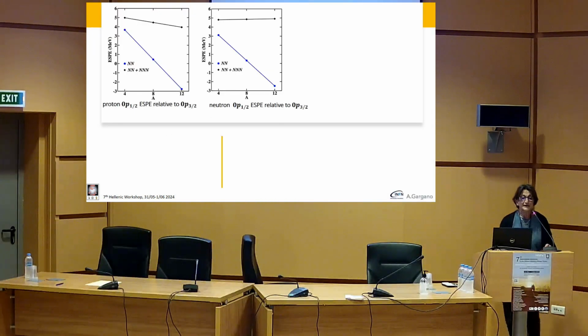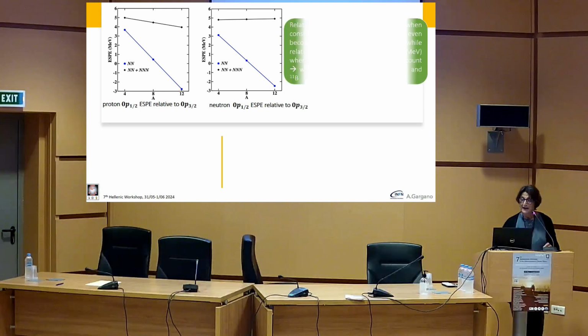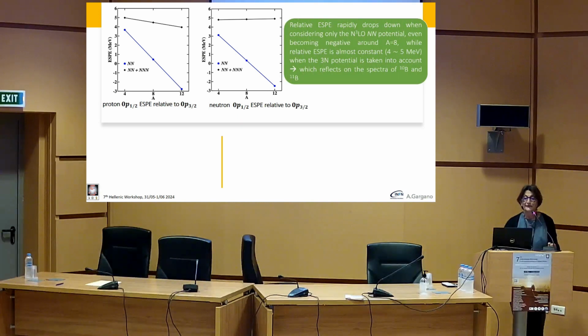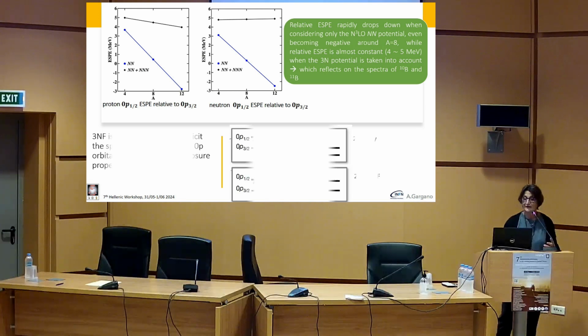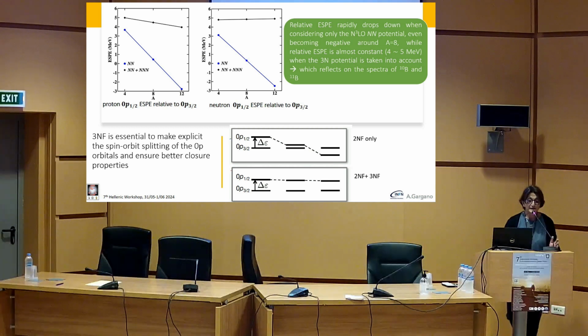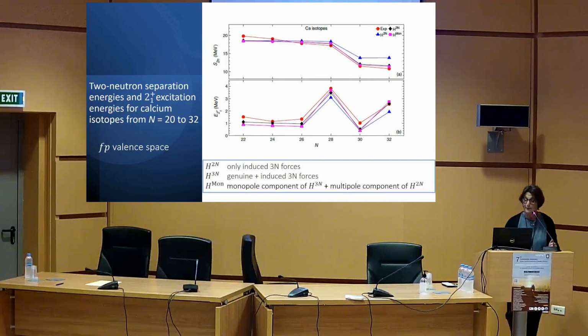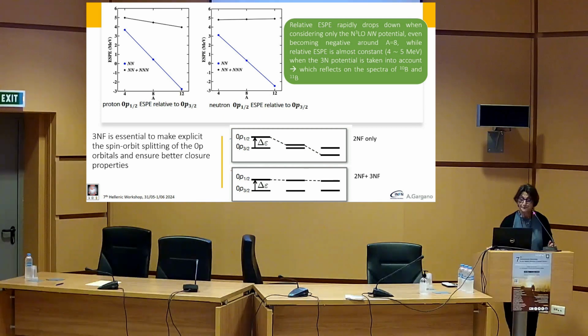So here I have reported the effective single particle energies for the proton and neutron case. And as you may see, this effective single particle energy rapidly drops down when considering only the NN force. When including the three-body forces, the gap of the spin orbit splitting of the p-shell remains almost constant, about 4-5 MeV, which explains the results I have shown before. So three-body forces are essential to make explicit the spin orbit splitting in the 0p orbital and ensure better closure properties.